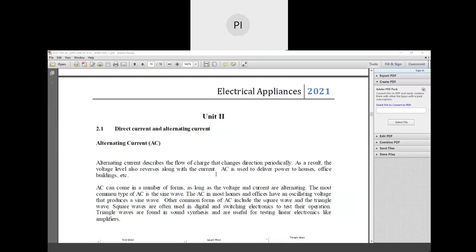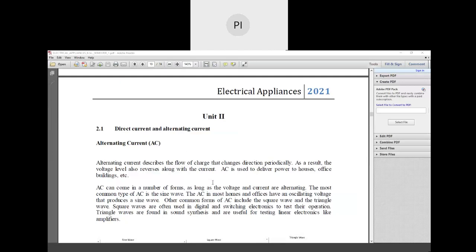AC is used to deliver power to houses, offices, buildings, etc. AC can come in a number of forms as long as the voltage and currents are alternating. The most common type of AC is the sine wave. The alternating current we are getting for our houses is also in the form of a sine wave.